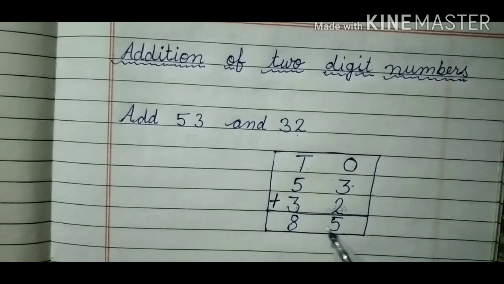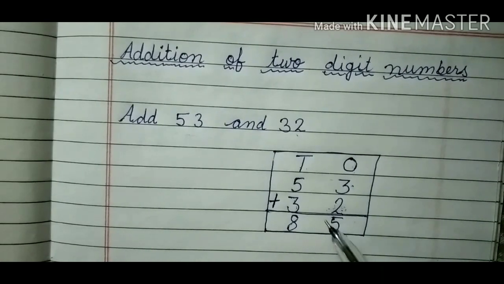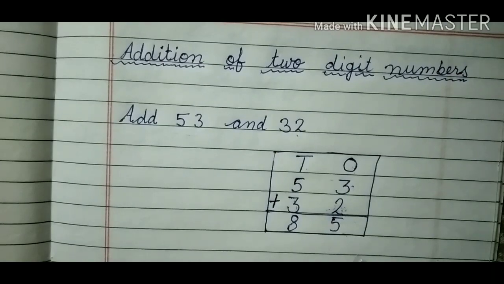After addition, the result is called the sum. These numbers are addends and the result is always called the sum. So students, in this way you can add two-digit numbers.